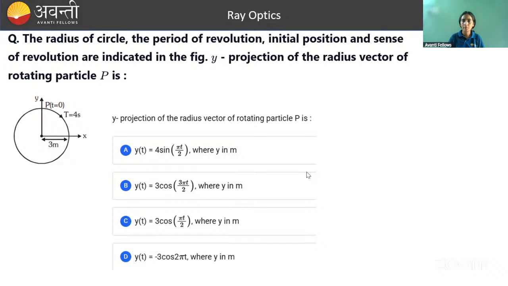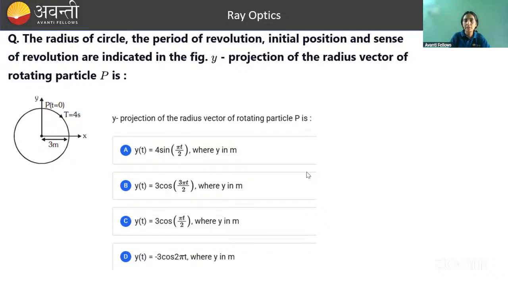Hello, if you are not able to do it, I will do because, okay, I got one correct answer. That's great. Okay, let's discuss it. What is given? The radius of circle, the period of revolution, initial position, and senses of revolution. Everything are indicated in the figure.